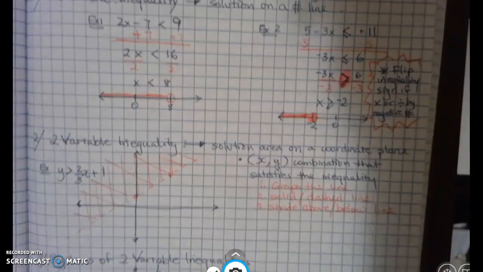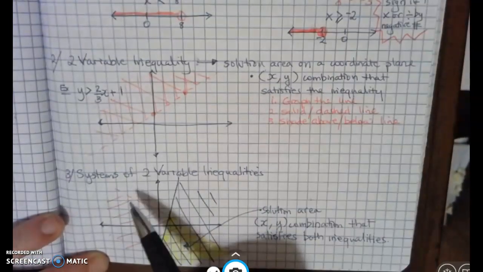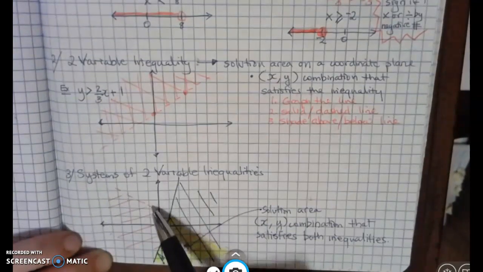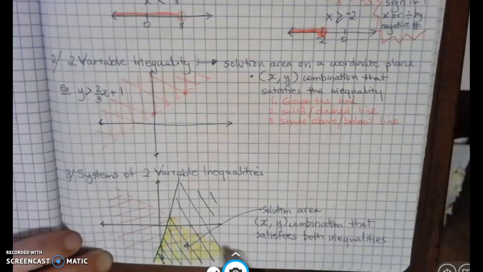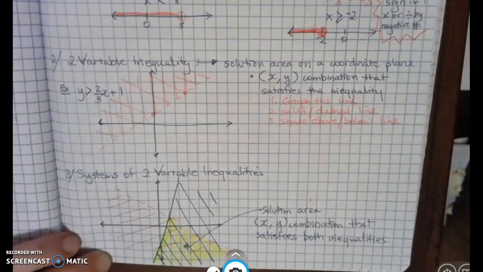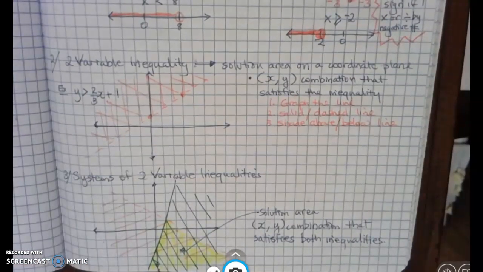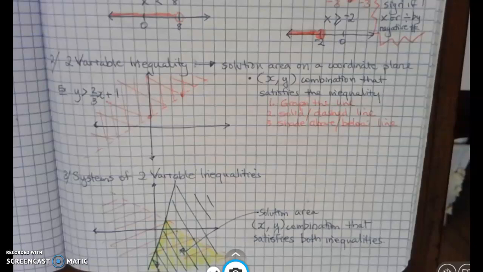And the last thing that we covered was a system of two variable inequalities. Basically, you graph both inequalities and you are looking for the overlapping area. So this is the solution area because it's the xy combination that satisfies both inequalities. Okay, so that's a quick summary of what we've learned so far. We've also talked about solving absolute value equations, and we talked about solving absolute value inequalities.